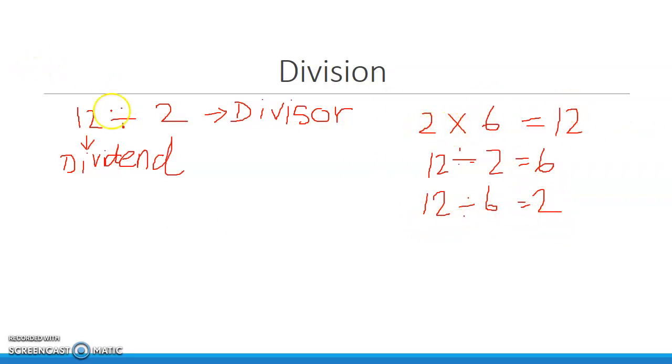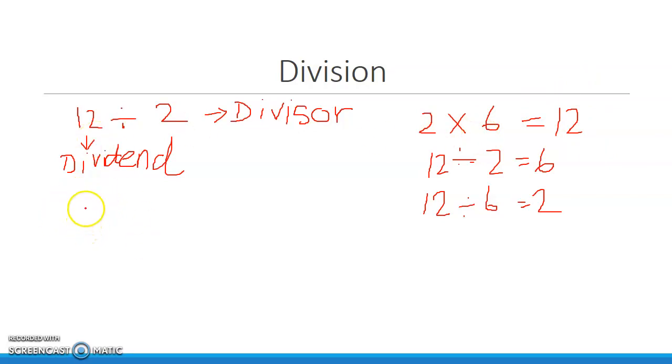So, to find 12 divided by 2, we find the number which when multiplied by the divisor will give you the dividend. Let us find the number by which the divisor can be multiplied to get the dividend.